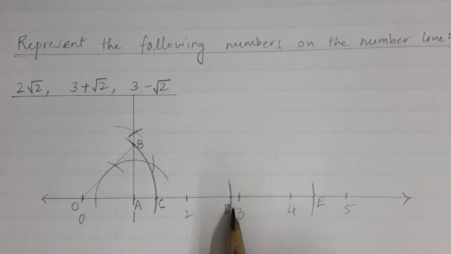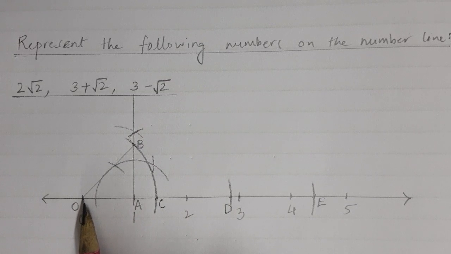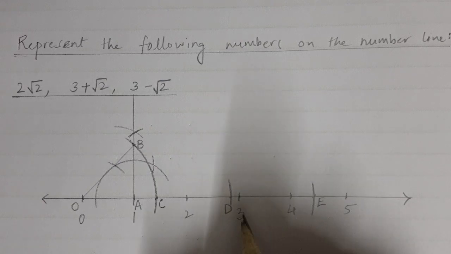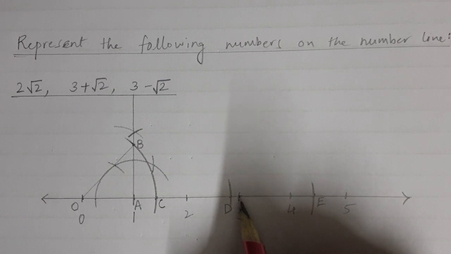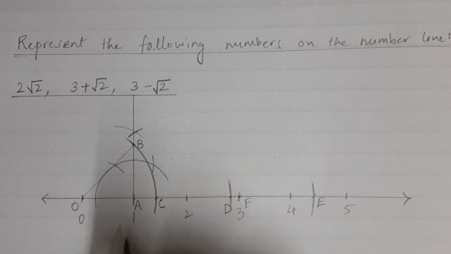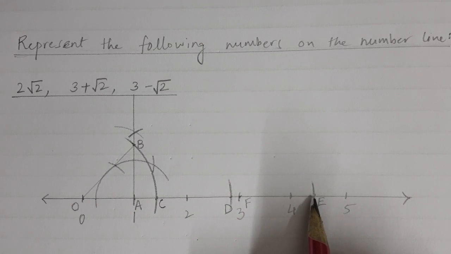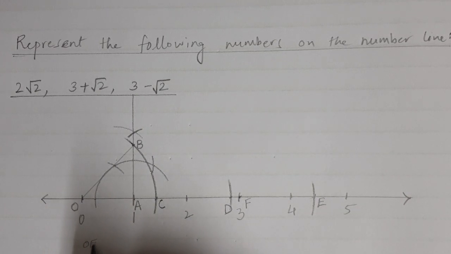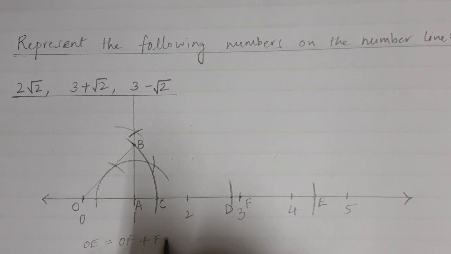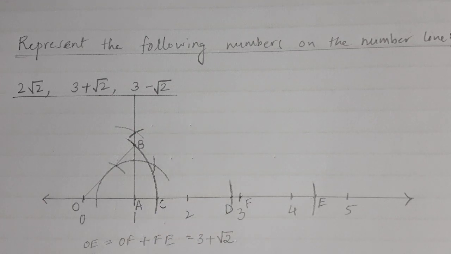So what happened here? Starting from 0, which is point O, and let's say this is point F, where I have 3. OF is 3 units, FE is root 2 units. Therefore, point E, let's say the length OE will be OF plus FE, which is 3 plus root 2. Therefore, E represents 3 plus root 2.